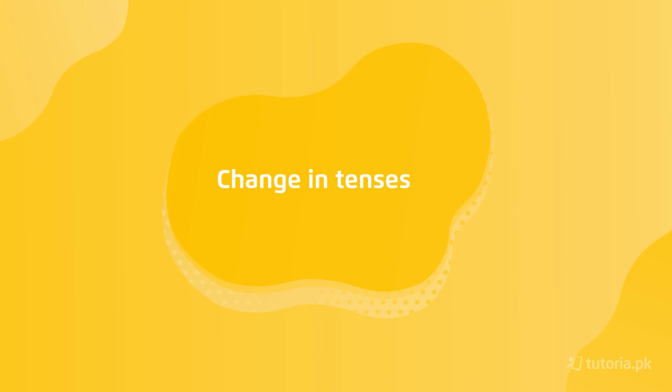Now we have done with the five basic rules to convert our direct speech into indirect speech. And now we are moving towards a specific topic, which is changes in tense. What are those changes that will be made when converting direct into indirect regarding the tense of the direct speech? So students, there are basically three tenses in English grammar: present, past and future. So we'll look at them one by one.